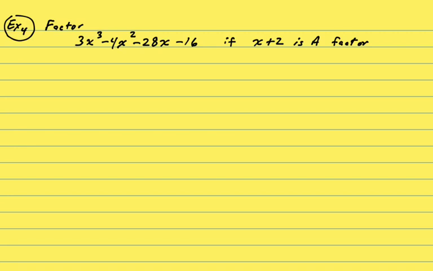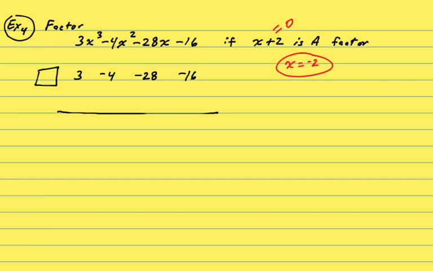So all my powers represented in decreasing order, x to the 3, x to the 2, x to the 1, x to the 0. So I'll bring down my coefficients, 3, -4, -28, and -16. Again, leave a space, draw a line, make a box. The number that goes in the box is whatever your 0 is. So in this case, one of your zeros is -2. So -2 goes in the box.